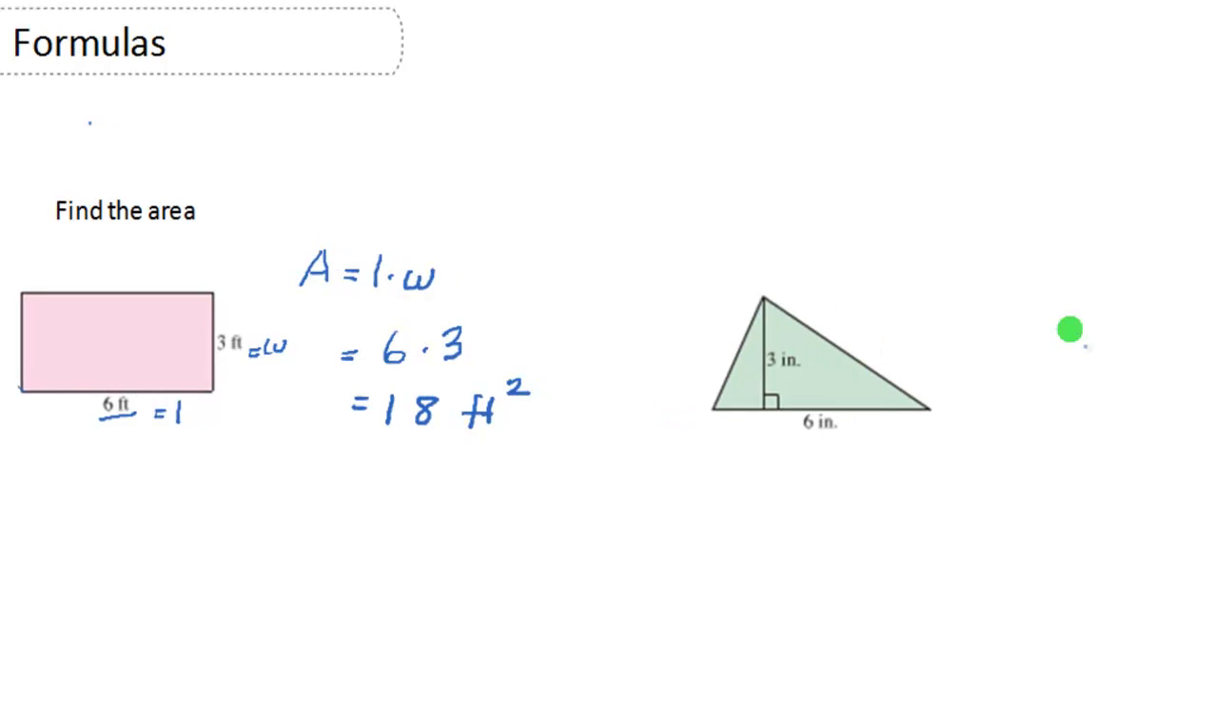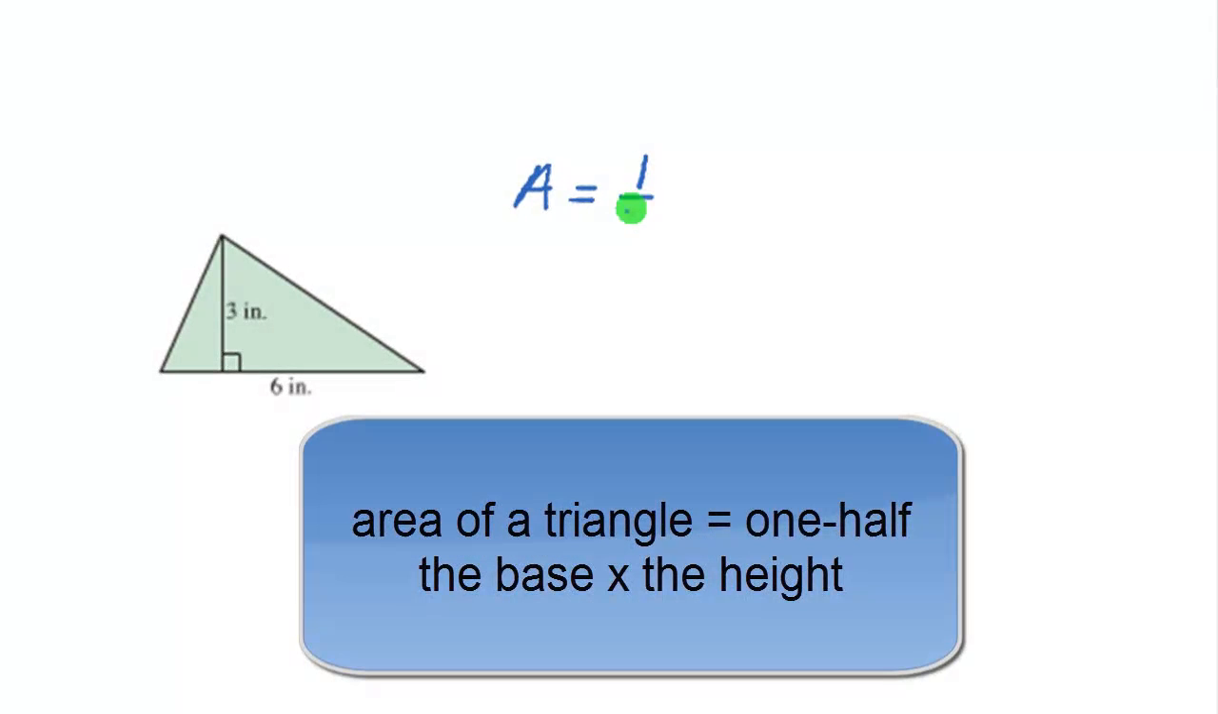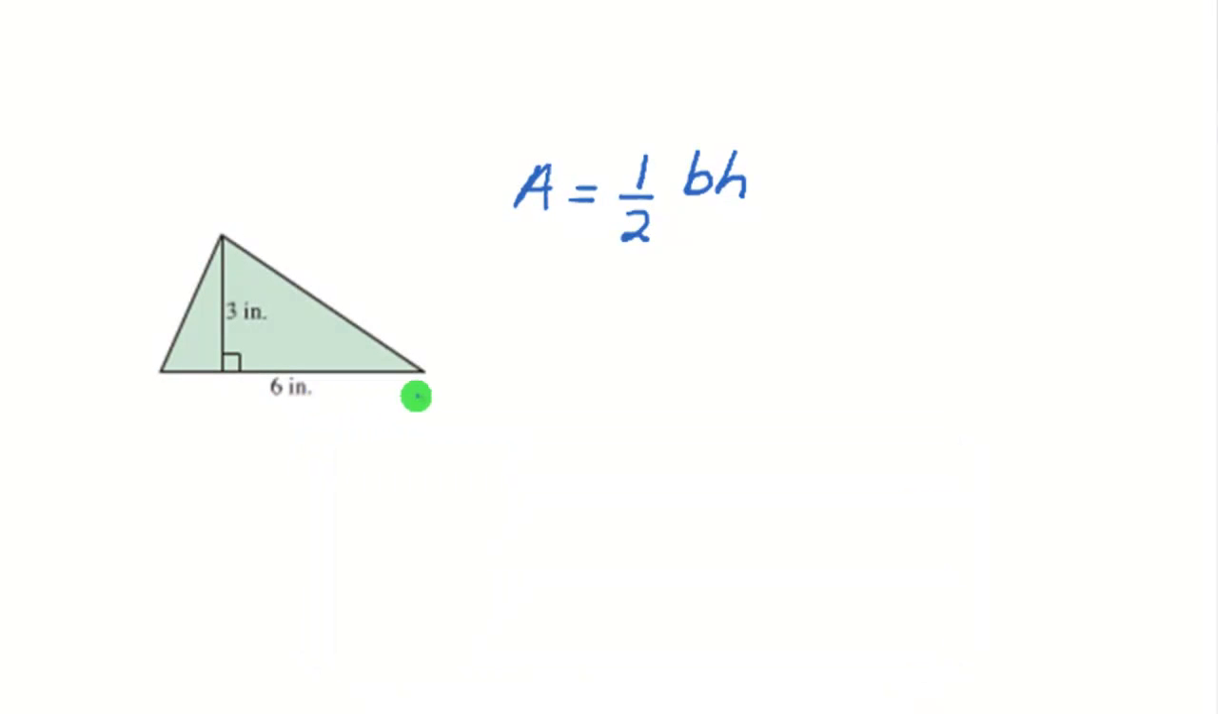Now let's look at the triangle. The area for the triangle is 1/2 the base of the triangle times the height. So for our example, the base is 6 feet, and the height is 3 inches. Oh, we're talking inches, so it's 3 inches. So we're going to substitute into our formula 1/2 the base of 6 times the height of 3.